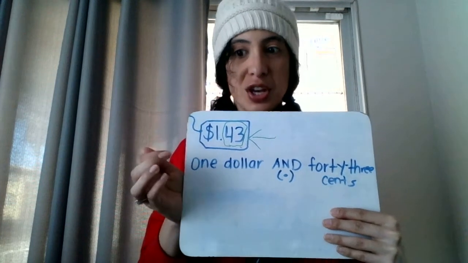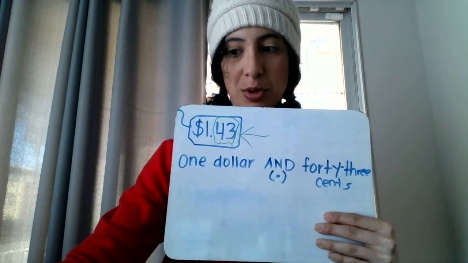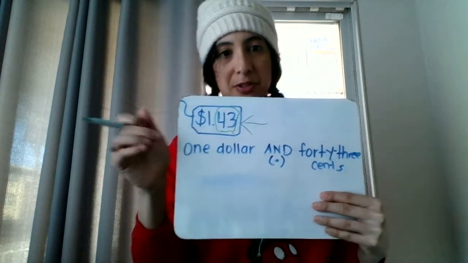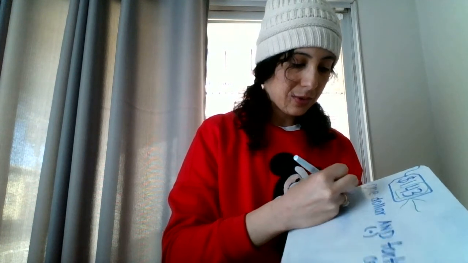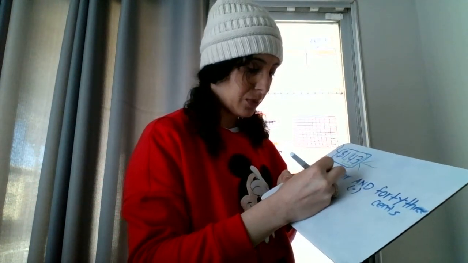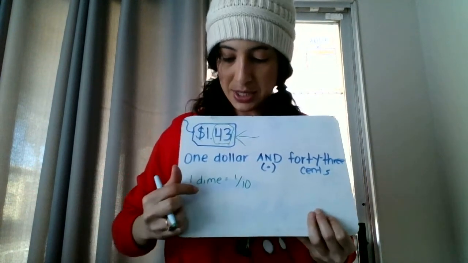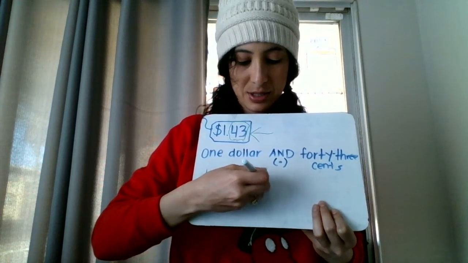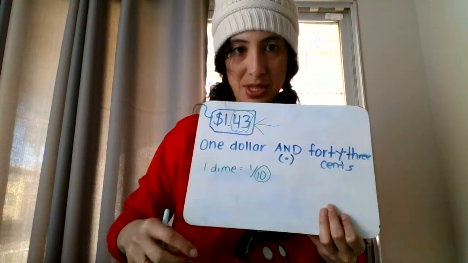So let's focus just on dimes and pennies today, which we already did before we left school. Remember when I pulled out the play money and we were working with that? Okay, so we've kind of come back around to it. So I have 1 dime is equal to 1/10 of a dollar, because how many dimes do you need to make one whole dollar? You need 10 dimes. So 1 dime is 1/10 of a dollar.